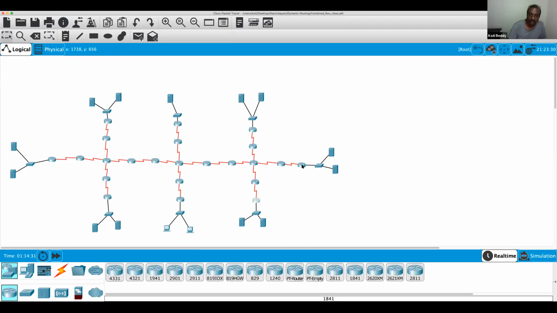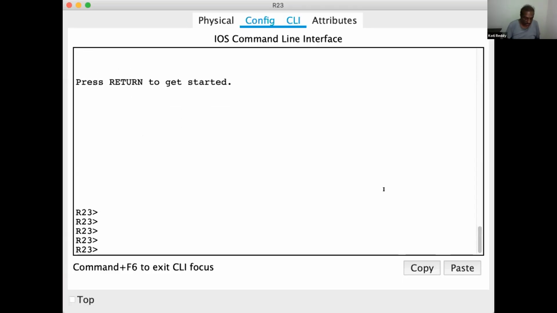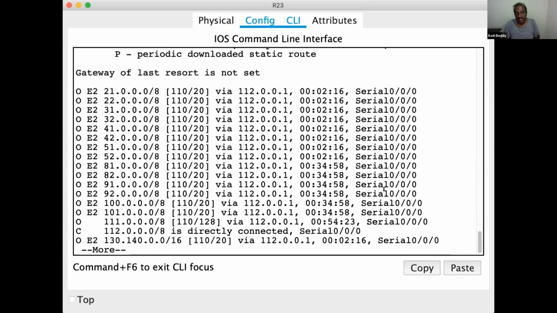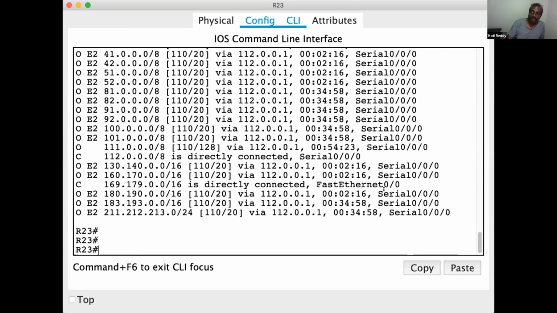I go to R23. So when I go to R23 here, I say enable, I say show IP route. I should see all these routes in the routing table. 20, 30, 40, 50 series, I can see now. You understand now?